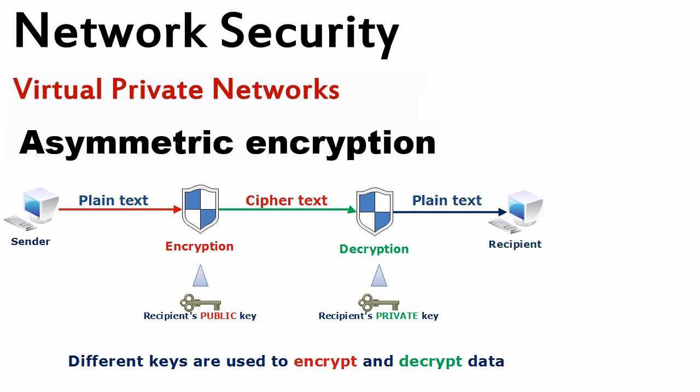The second one is asymmetric encryption. In this case, sometimes we call it public key cryptography. In this case, we have two keys. One key is used to encrypt your data, and the second key is used to decrypt the message. We are going to use one key to encrypt this message and another key to decrypt that message.